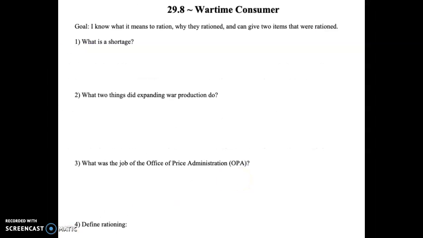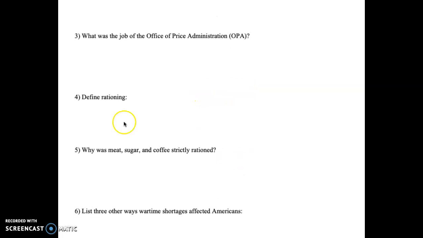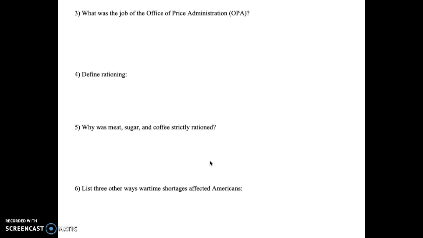So these are the questions that you are going to be thinking about and looking for information on. What is a shortage? What two things did expanding war production do? What was the job of the Office of Price Administration, which is also called OPA? You're going to define rationing, and you're going to explain why meat, sugar, and coffee were rationed. And then you're going to list 3 other ways wartime shortages affected Americans.